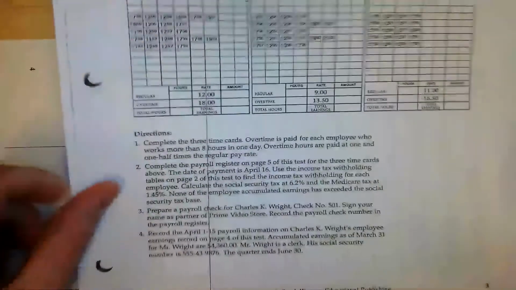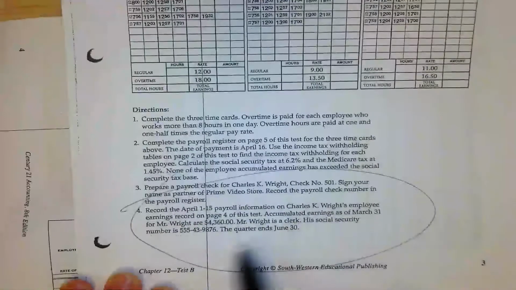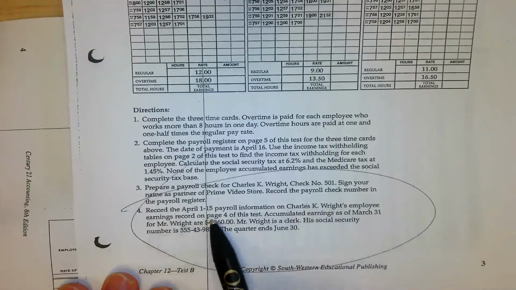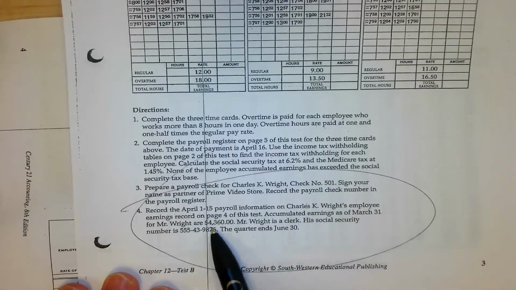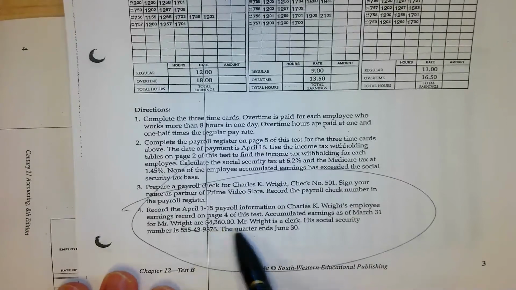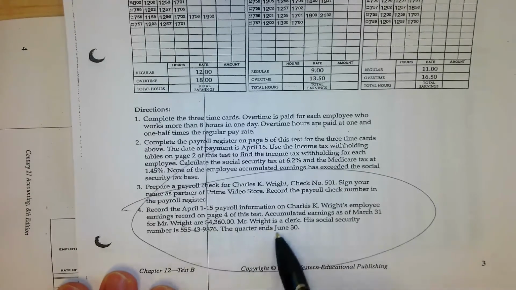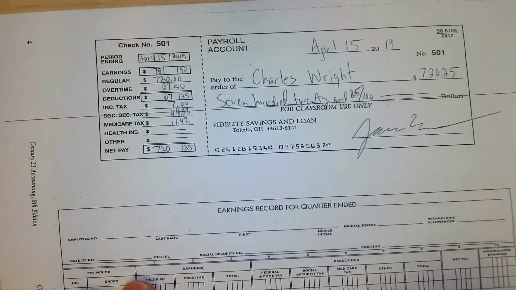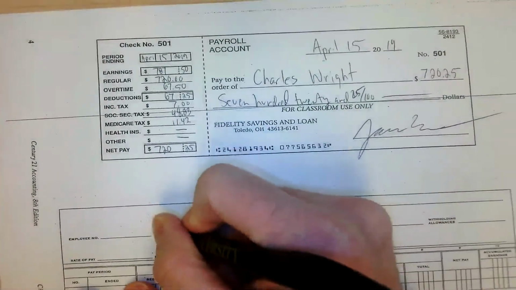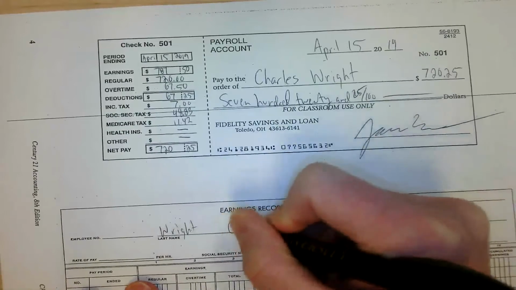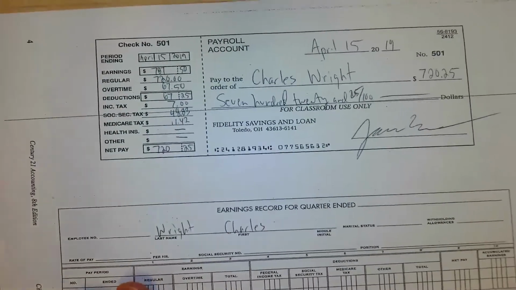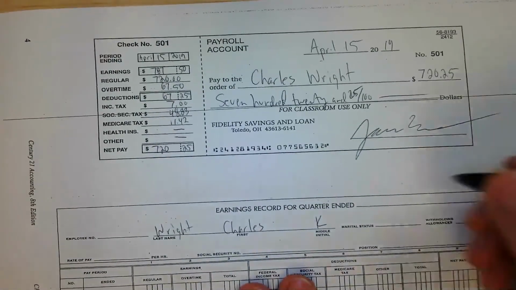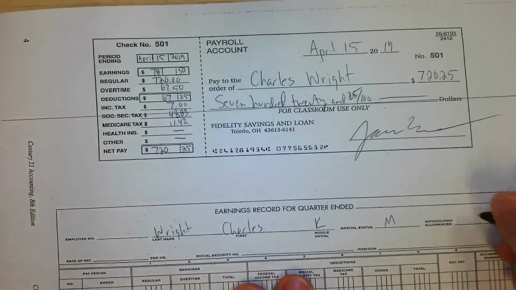Okay, last instruction. Record April 1st to 15th payroll. Accumulated earnings for March 31st are 4,360. He is a clerk. His social is 555. Quarter ended June 30th. So now we're filling out his earnings report. So Charles Wright, comma, Charles. Middle initial is K. Charles is currently married. Withholding 3.